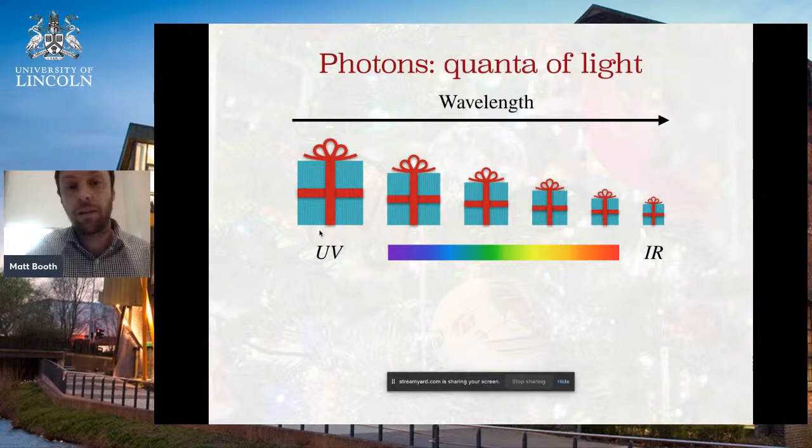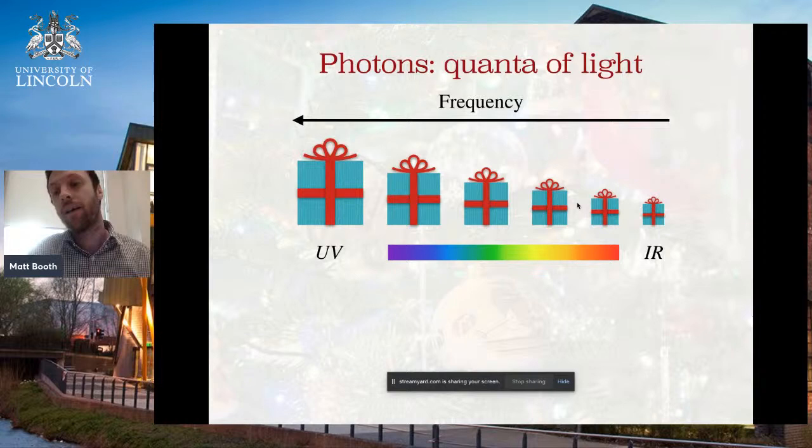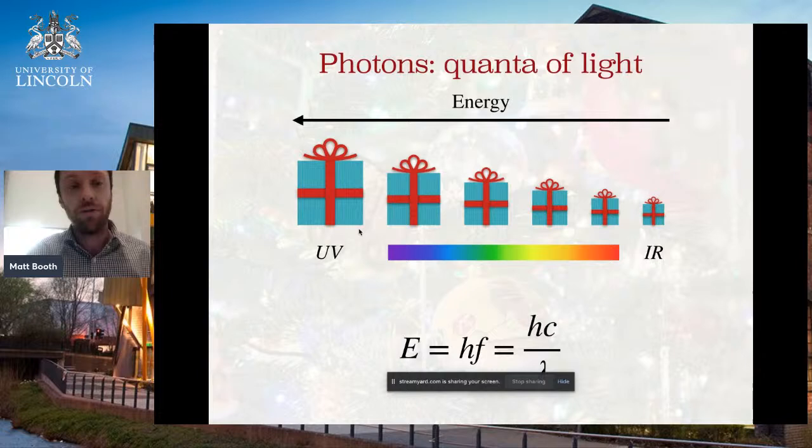Okay, so wavelength increases to the right. So the red has a long wavelength, blue has a short wavelength. Frequency goes the other way, so the UV photons have a high frequency, the infrared photons have a low frequency. And this is the same as energy. So UV photons contain a lot of energy, and infrared photons contain not much energy. Okay, so low energy, low frequency, long wavelength on the right-hand side, this red side. And on the blue side, we have high energy, high frequency, and short wavelength.